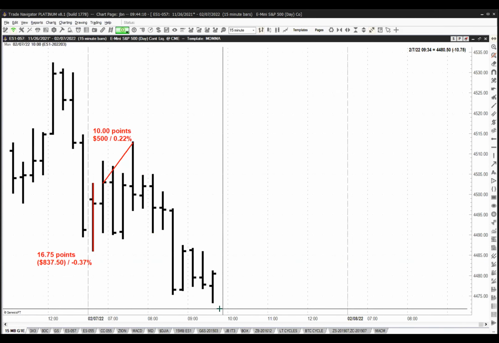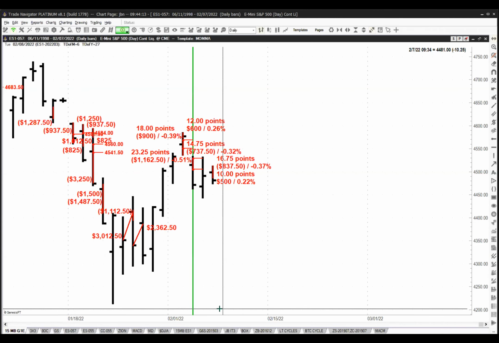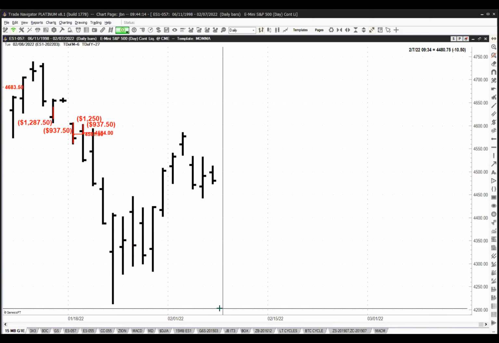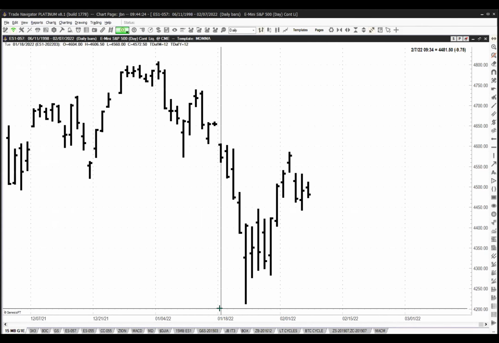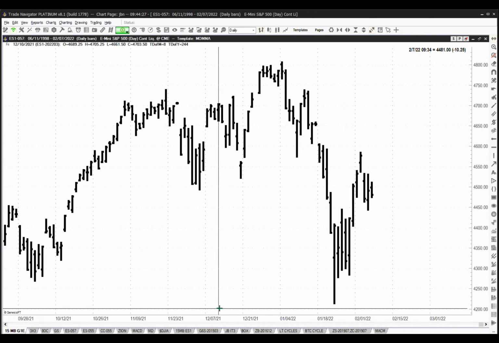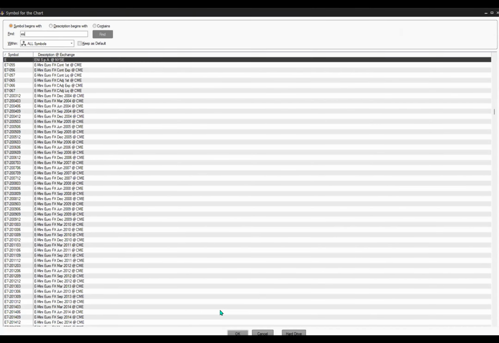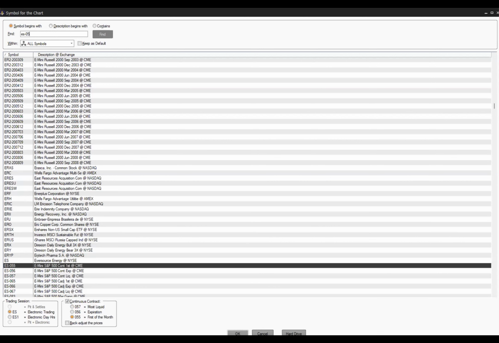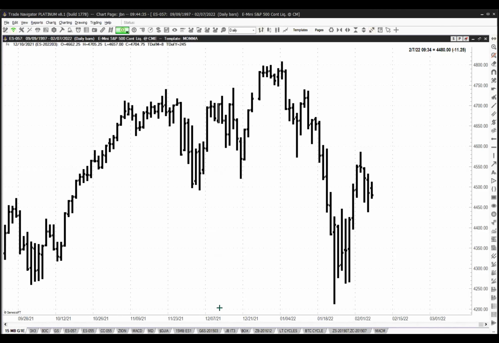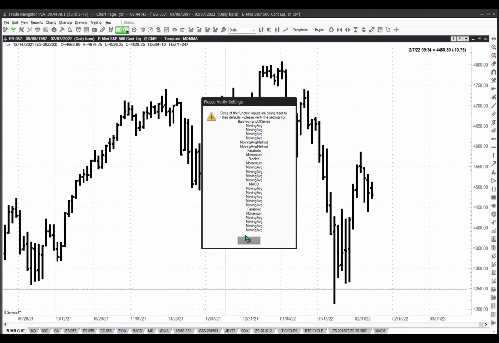Get rid of all the stuff. Daily chart S&P. And here's the daily chart. I'm going to put 2 moving averages on the chart. Let me change this. Let me do this a little bit differently.